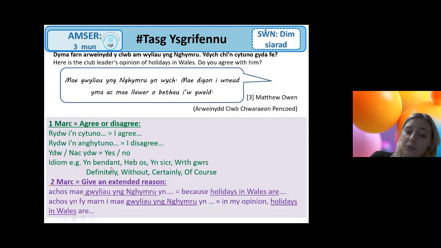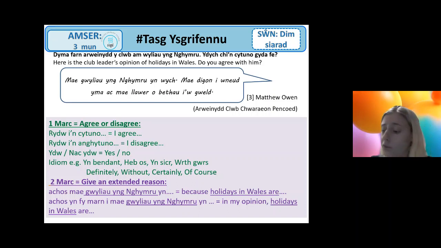So you could say "yn bendant", definitely, "heb os", and "yn sicr", certainly, and of course. So they'd also give you marks for those ones as well. Then the other 2 marks, as I've mentioned already, they would give you marks for using extended reason. So you're being specific, you're not using a 1-word answer. You might want to recycle some of the vocab from the statement. So "achos mae gwyliau yn Nghymru yn...", because holidays in Wales are. You might want to change your tenses. So "achos hoffwn i fynd somewhere", I'd like to go somewhere on holidays.